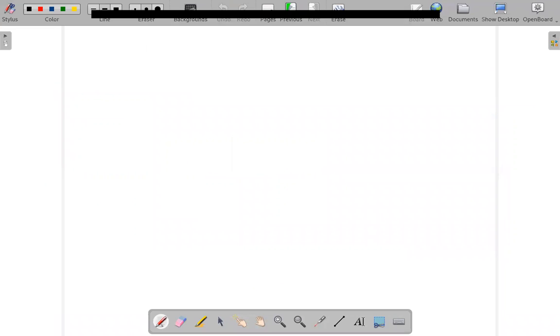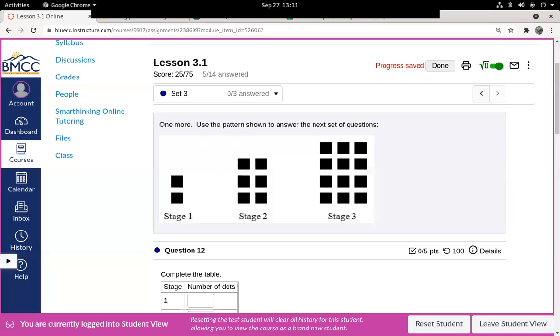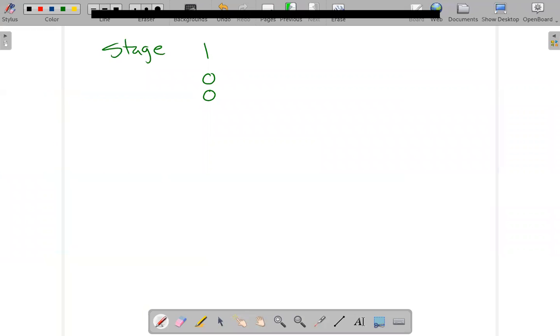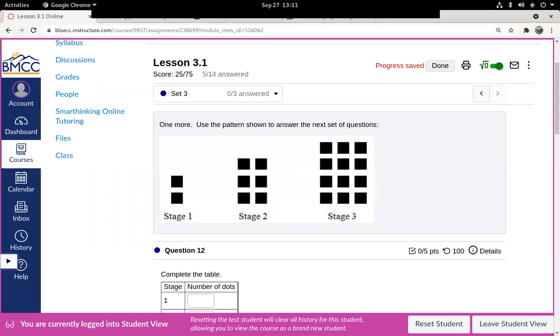So we have to consider which stage we're at. So in stage 1, it was like that, right? Yep. Stage 2 looked like that. Yep. And stage 3, I think, looked like that. Yep.